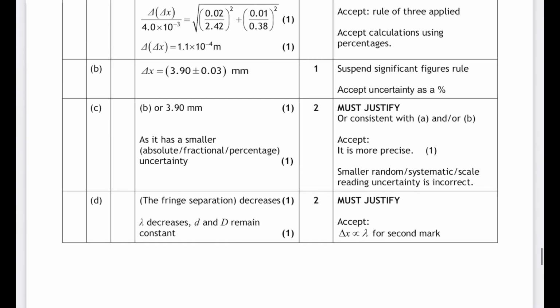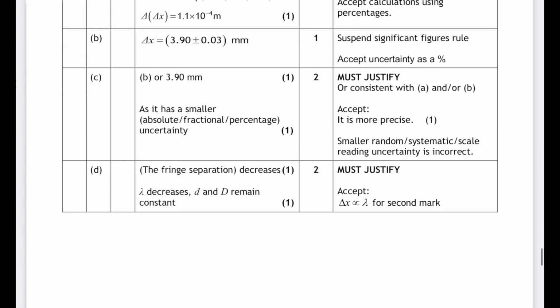There's the marking instructions for those last 2 bits then. And similar to 2017, most of the marks here are for uncertainties.